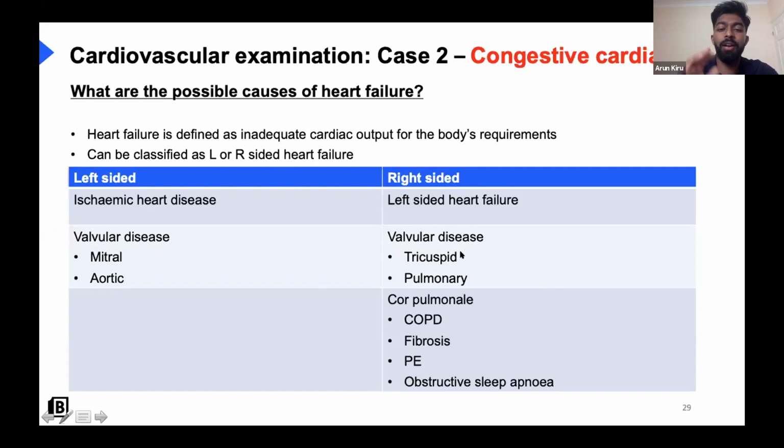So this is right-sided heart failure from primary respiratory issues. So COPD, fibrosis, for example, or PE. So you've got left-sided into right-sided heart failure, valve problems, and then also specifically from pulmonary problems. So that's your causes of heart failure nicely classified.